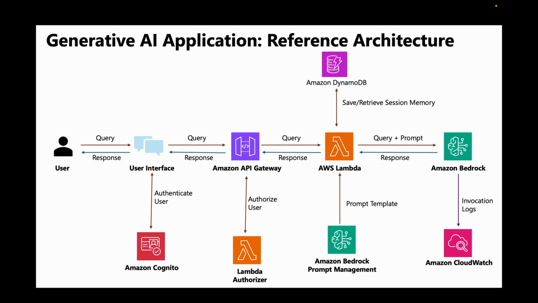Amazon Bedrock can be configured to send the invocation logs to CloudWatch. These logs can include information such as input prompt, model's response, latency metrics, token usage, etc. This information can help you troubleshoot and audit your application at a later point. The response from model flows back to the user, and you can save this response in DynamoDB.